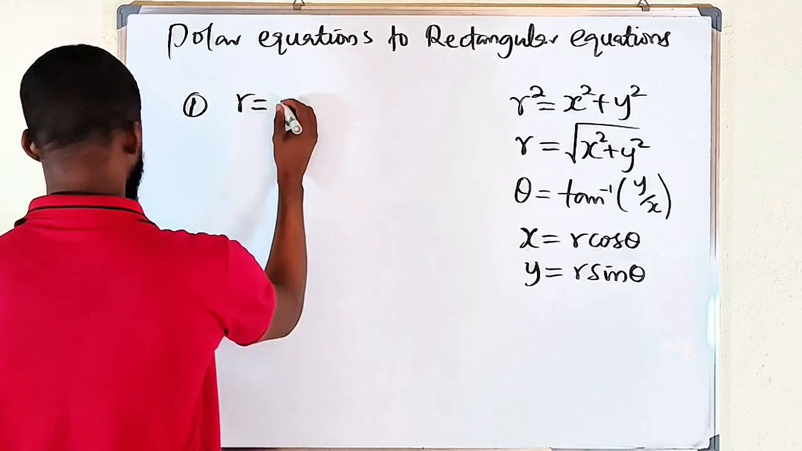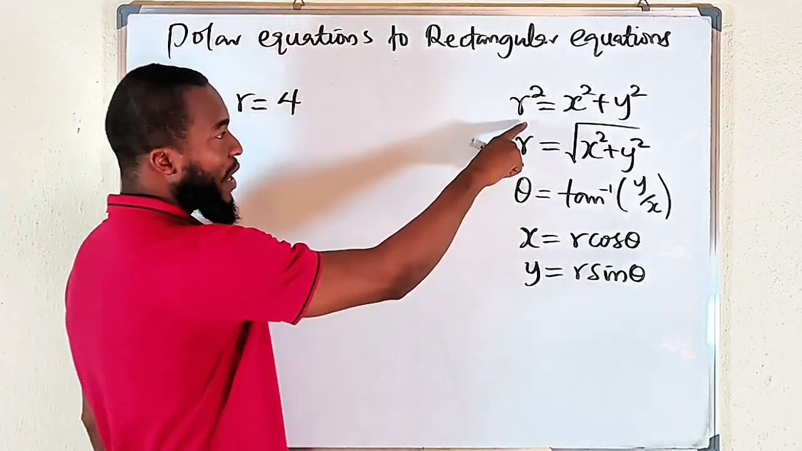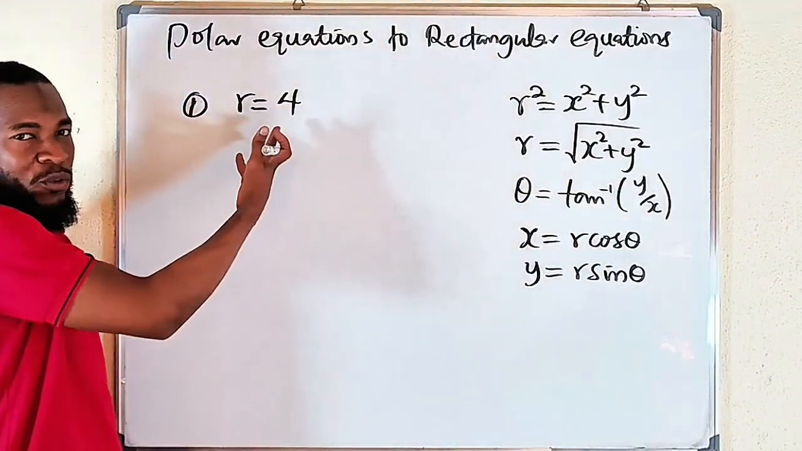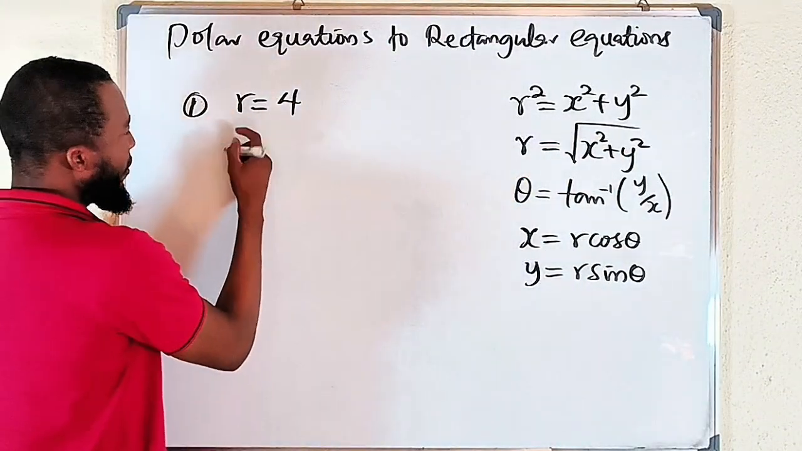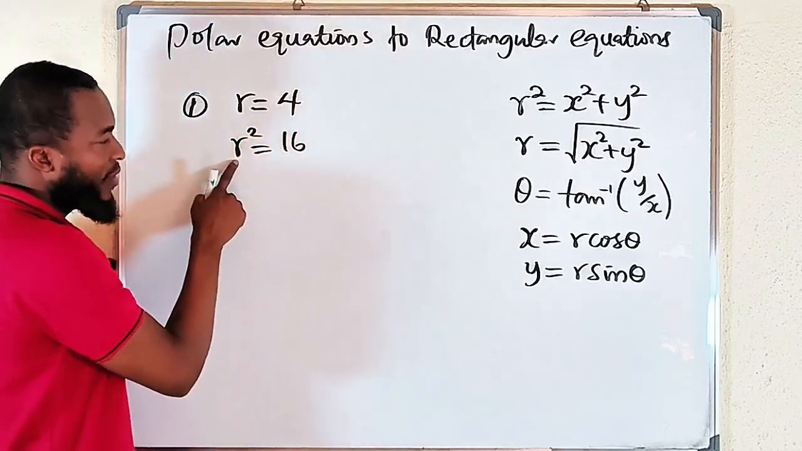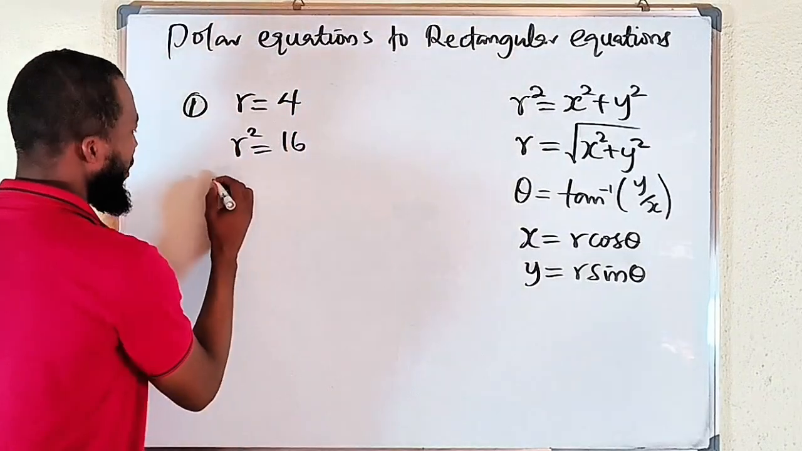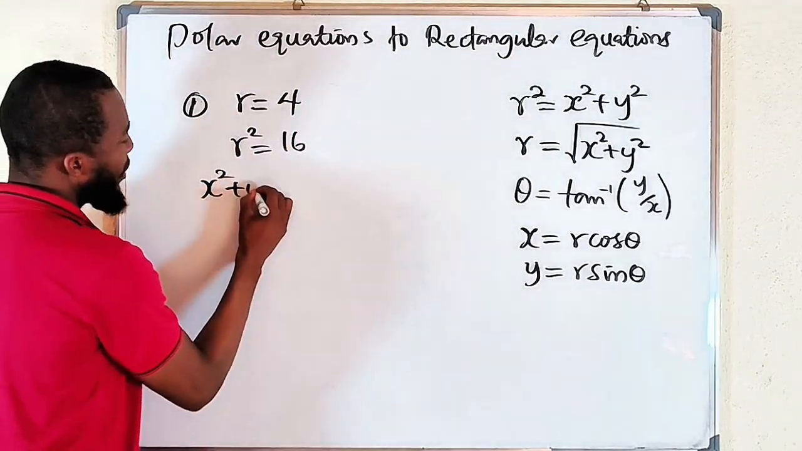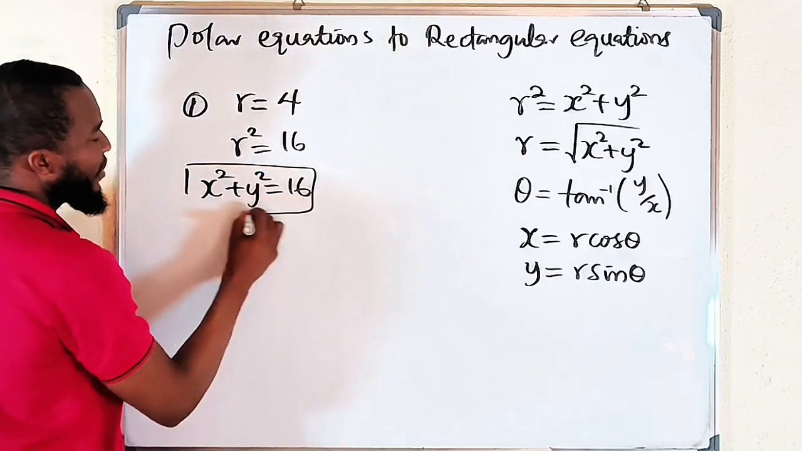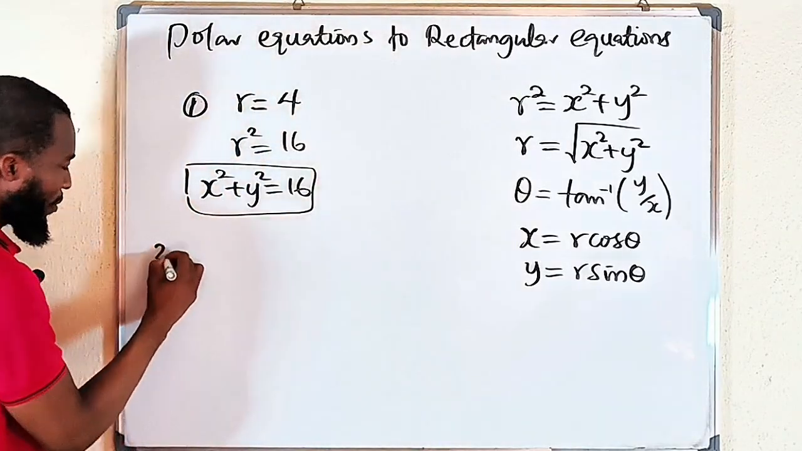r equal to 4. Because we know that r squared is equal to x squared plus y squared, why not square both sides? If you square this, you have r squared. Square this, you have 16. This means that r squared can now be expressed as x squared plus y squared. So we have x squared plus y squared equal to 16. And hence, this is our rectangular equation from polar equation number 1.